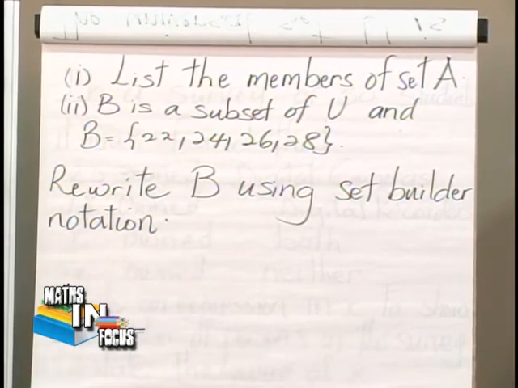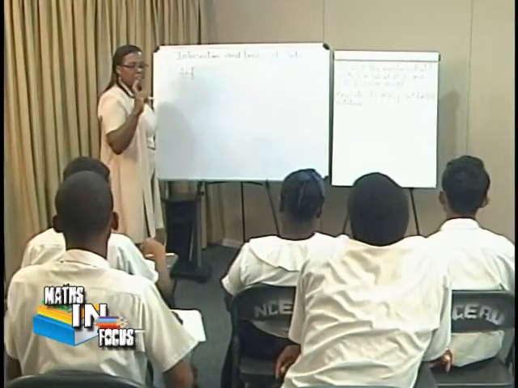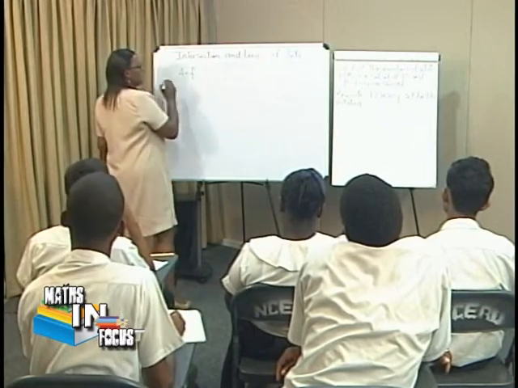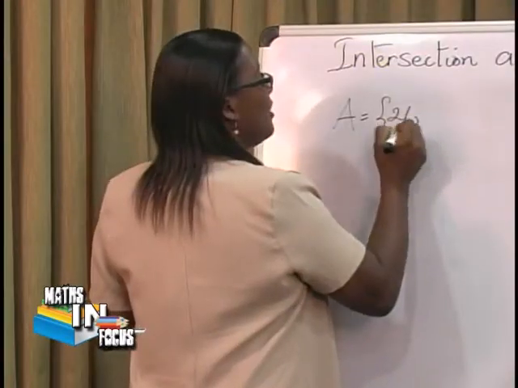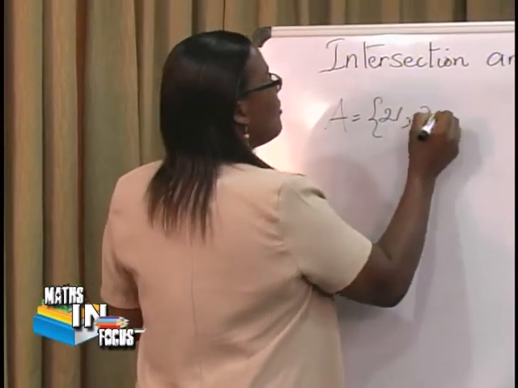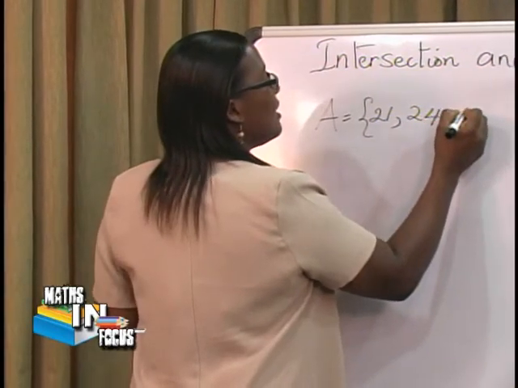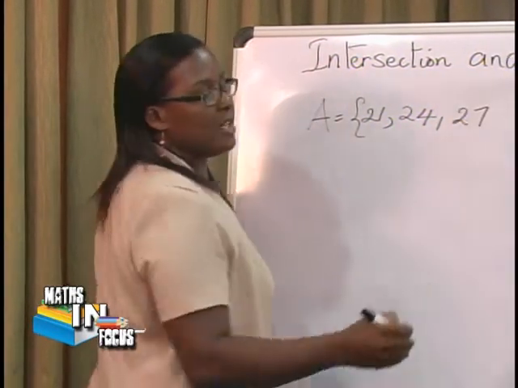So here we have set A, and set A is made up of the set of multiples of 3 from 21 to 28. What is going to be the first element of this set? 21, followed by 24, then 27. What about 30? Can we include 30? Now let's look back at our universal set.